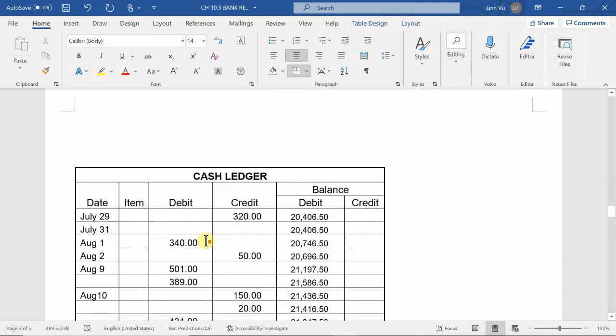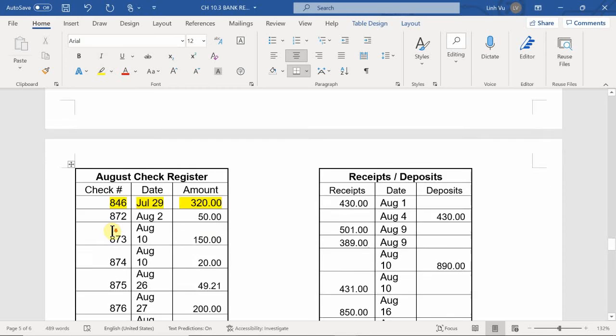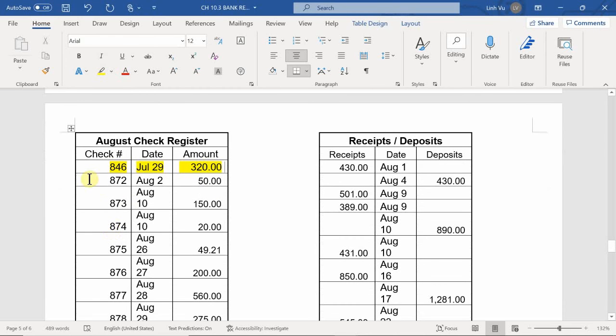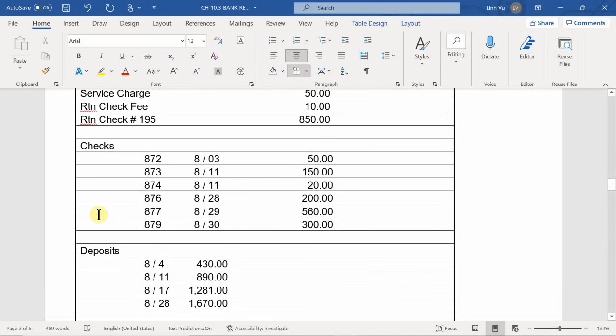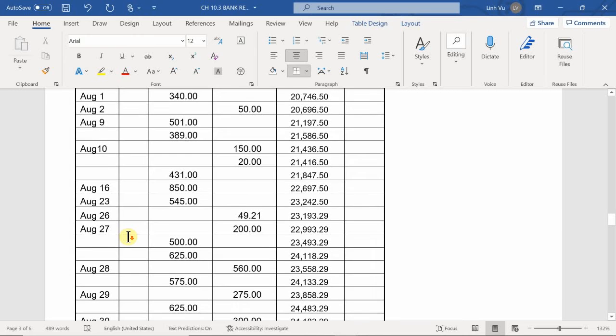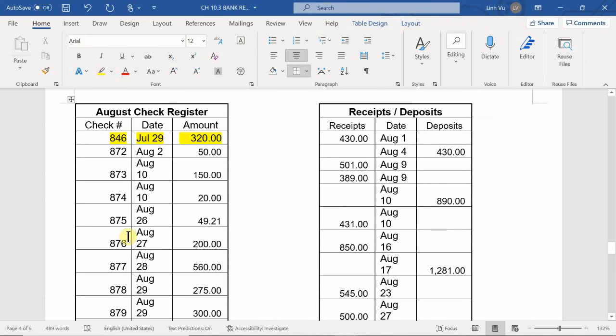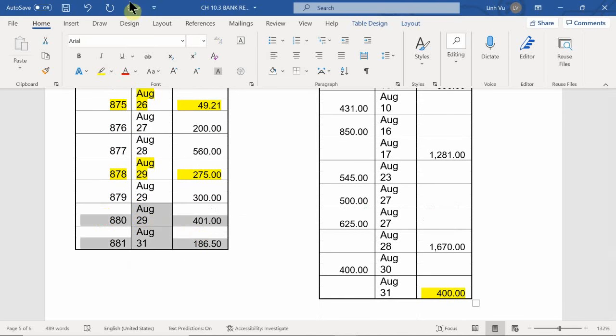Let's take a look at my check register one more time. Again, 846 for $320 is missing. You said 75 is missing. We have 72, 73, 74, 75 is missing because we have 76. 78 is missing. Okay, 80, 81. So we have a total of 5 checks that are missing.